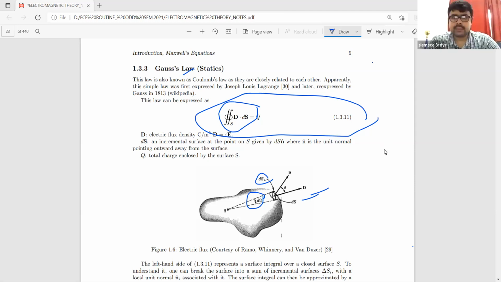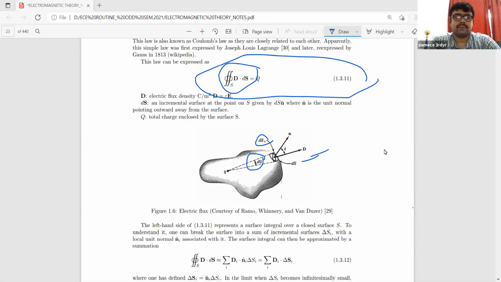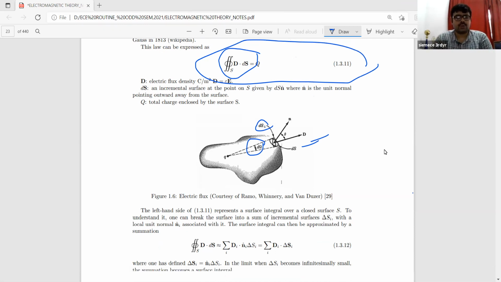So we are discussing equation number 1.3.11. If you see the shape of the equation, that is the surface integral of D dot dS, that is Q. D is the electric flux density, unit is coulomb per meter square. We know the expression capital D equals epsilon E. dS is an incremental surface at a point on S given by dS n cap, where n cap is the unit normal pointing outward away from the surface. Q is the total amount of charge.